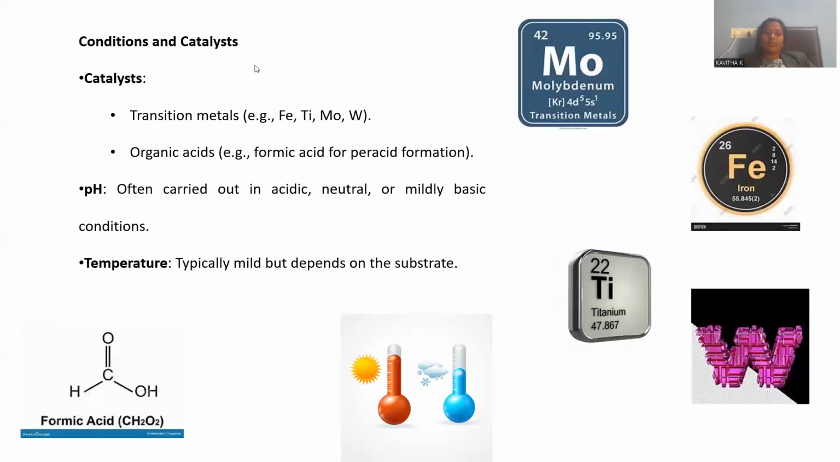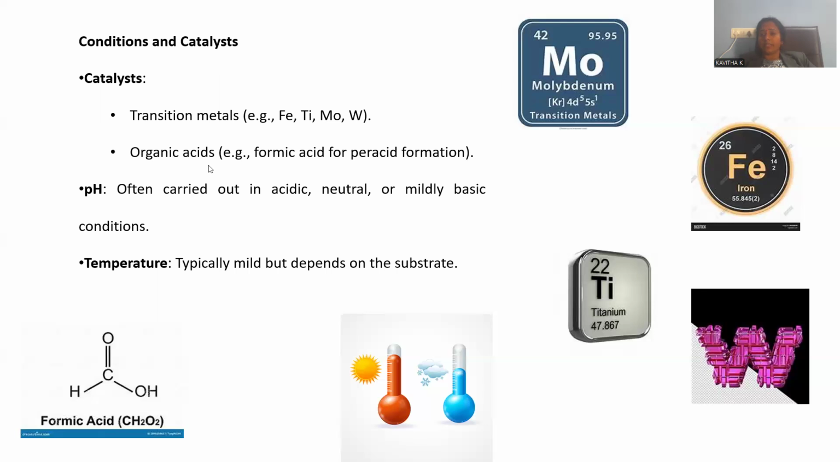Conditions and catalyst, right? So transition metals work like a catalyst, like iron, titanium, molybdenum and tungsten. Whatever oxidation reactions involve hydrogen peroxide, those reactions will be enhanced. Those reactions will be fastened whenever we add a transition metal as the catalyst. What transition metals? You may go with molybdenum, iron, titanium, or tungsten. All these are transition metals only. They are used to enhance the oxidation property of hydrogen peroxide.